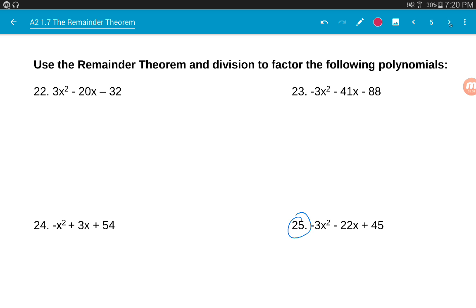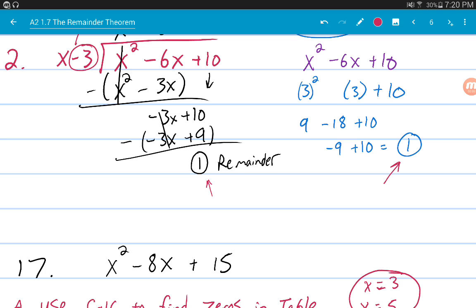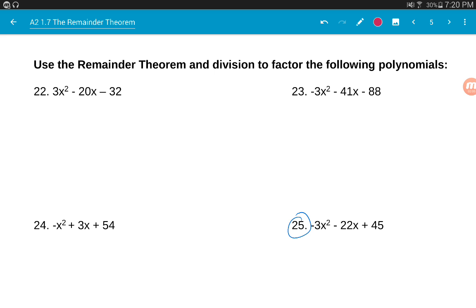So let's see. I'm going to use this method to answer question 23, because I think it's one of your homework questions, two of which were 24 and 25. I hope this still holds true when I use this video later. Now, I'm going to use 23. Use the remainder theorem and division to factor the following polynomials.